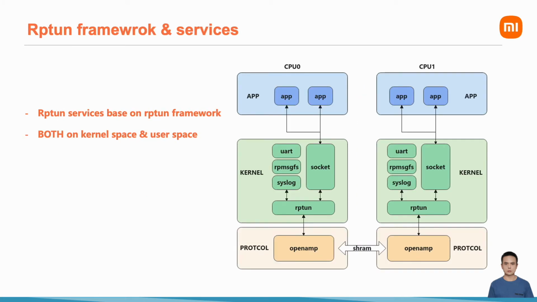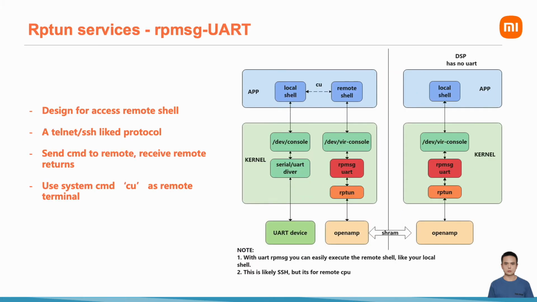Here is another map for the relationship between the Rptun framework and Rptun services. We can see Rptun services are based on the Rptun framework. We provide Rptun services both in kernel space and user space. Then let me introduce them one by one. rpmsg-UART. This is designed for accessing a remote shell. It is a telnet or SSH-like protocol.